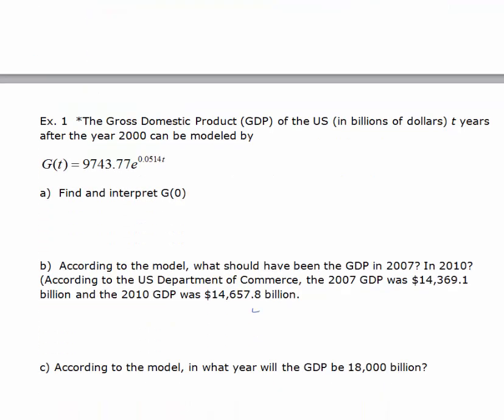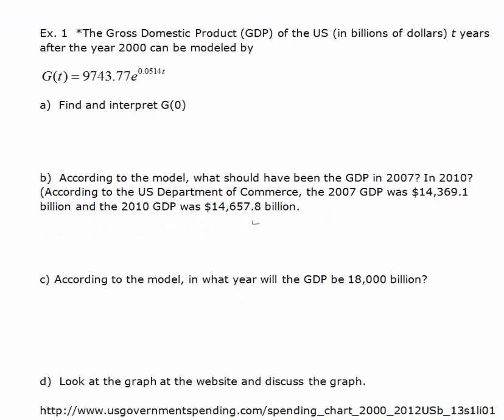So let's look at an example having to do with the gross domestic product. The gross domestic product is used to measure the economic performance of a country or a region. One of the models is g of t equals 9,743.77 e to the 0.0514 t. So this value right here is our n sub 0. Our growth constant, in this case because it's positive, is k, which is 0.0514, and t is time.